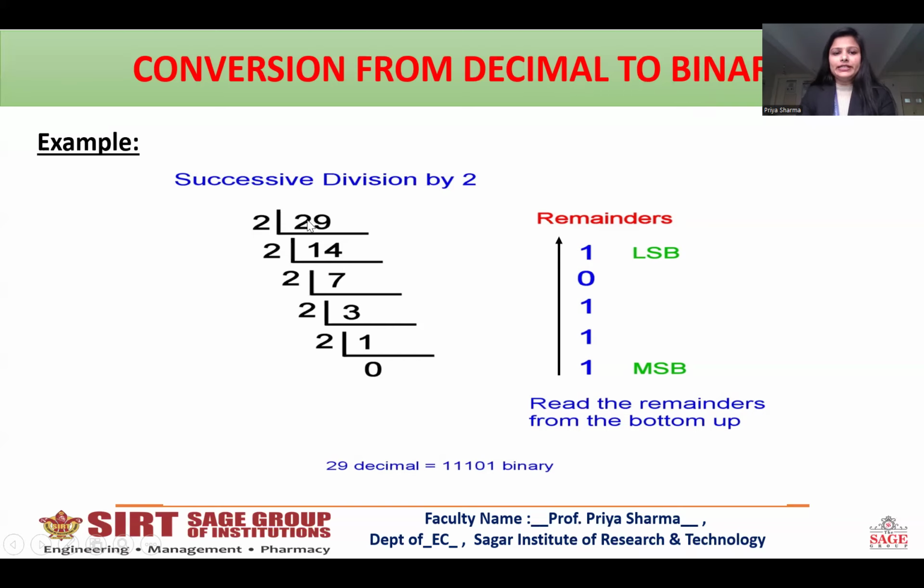We divided 29 by 2, the remainder is 1. Then 14, the remainder is 0. When 7 is divided by 2, again the remainder is 1. When 3 is divided by 2, the remainder is 1. And when 1 is divided by 2, the remainder is 0, and so on. We start writing from bottom to top, so this is written 11101. 11101 is the binary equivalent of the decimal number 29.